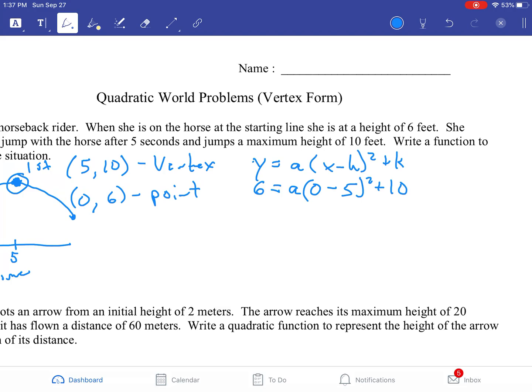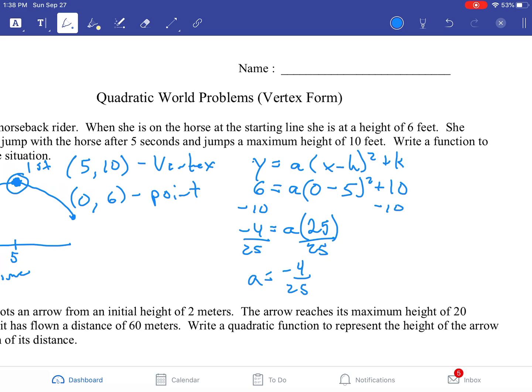So now we're going to solve. First step is we're going to subtract 10 from both sides to give us -4 equals a times (-5) squared. If you put -5 in parentheses and square it in your calculator, you'll get 25. All right, now to find out what a is, we're going to divide by 25 on both sides. So a is equal to -4 over 25. Now, if you can reduce this number, you should. In this case, you can't, so we're not going to.